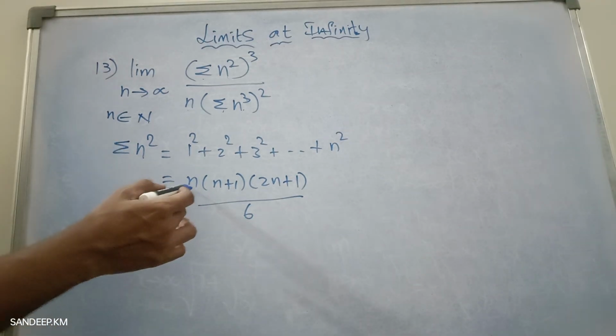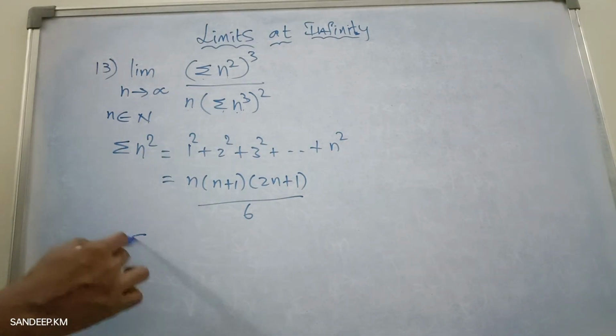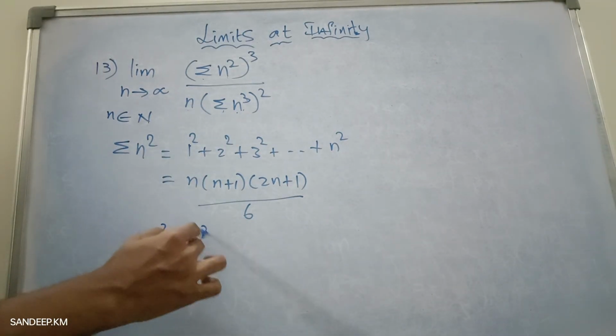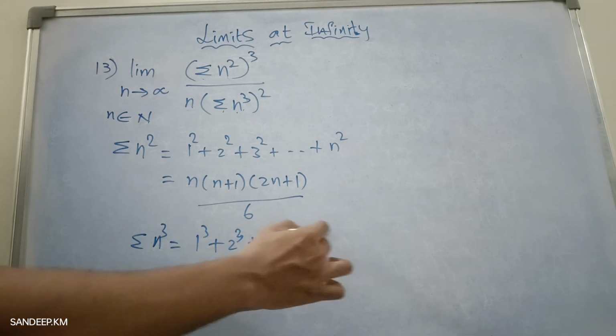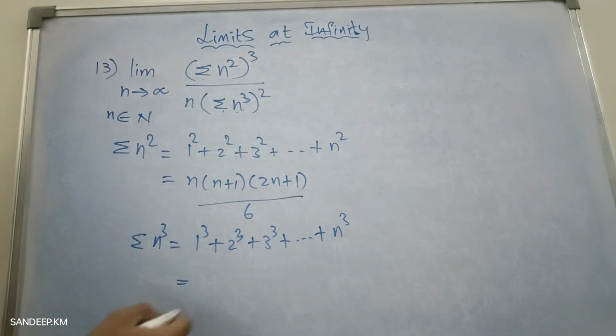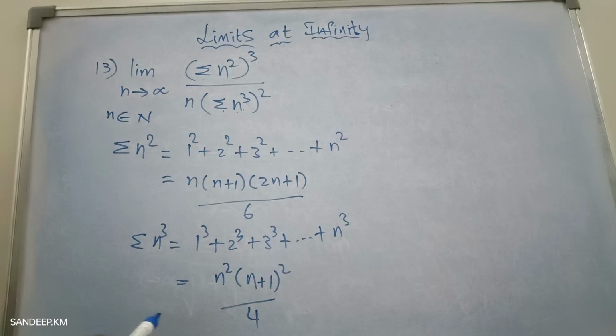Sigma n square is n into n plus 1 into 2n plus 1 by 6. You should have learnt this in sequence and series. Similarly, we also have sigma n cube. Sigma n cube means 1 cube plus 2 cube plus 3 cube and so on up to n cube. And the formula for this is n square into n plus 1 whole square, whole divided by 4. So we are going to use this and this while solving this particular question.